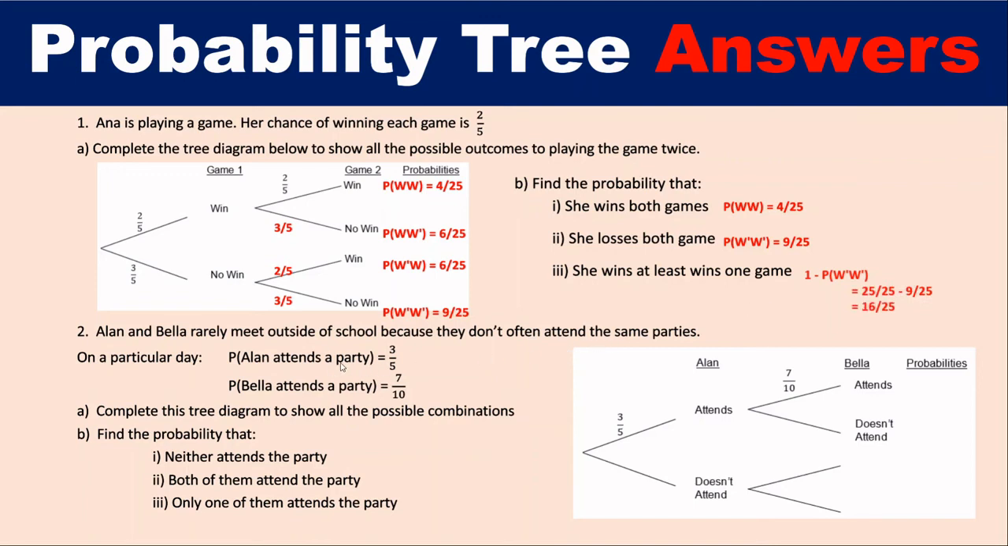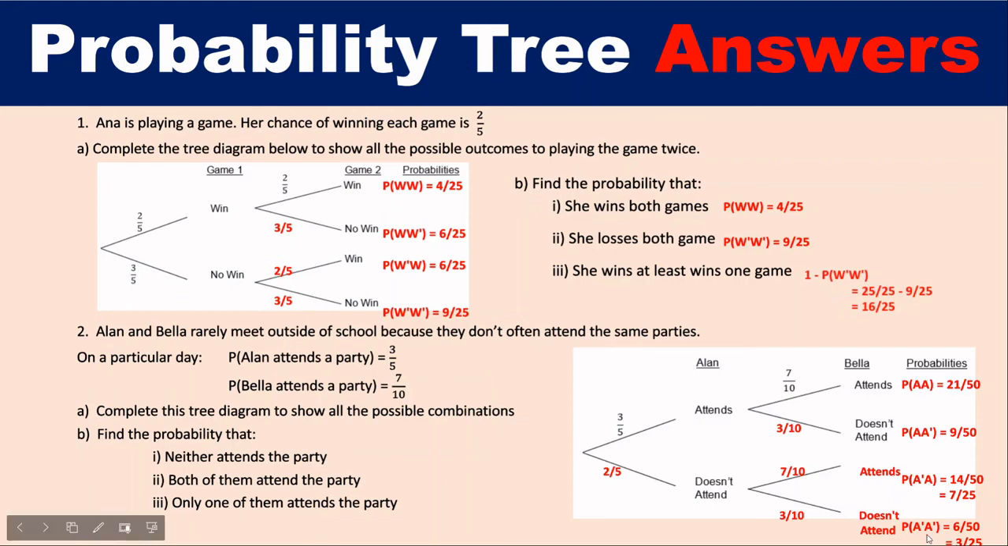Next, for question 2, finishing off that probability tree, again, the branches should add to a total of 1. 3/5 plus 2/5 make 5/5. 7/10 plus 3/10 makes 10/10. And completing the combinations of possible outcomes, either they both attend, he attends but she doesn't, she attends but he doesn't, or neither of them attend. The probability that neither attends the party is this one down here, 2/5 times 3/10. The probability that both of them attend the party is this one up here, 3/5 times 7/10.